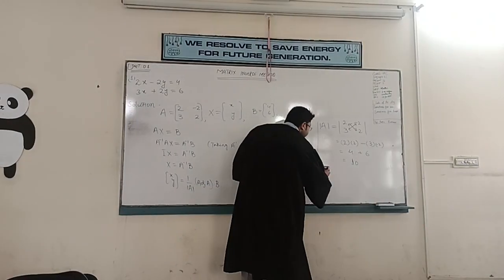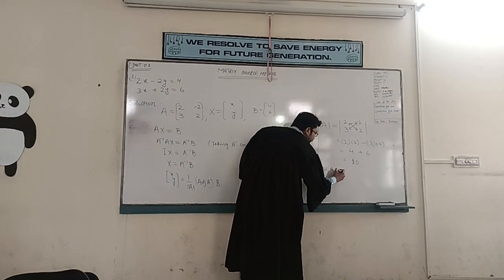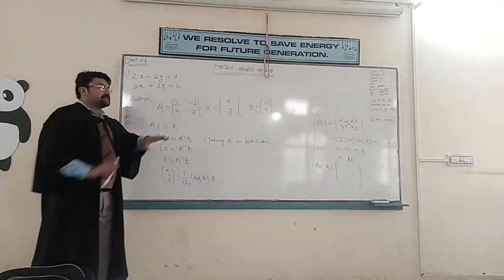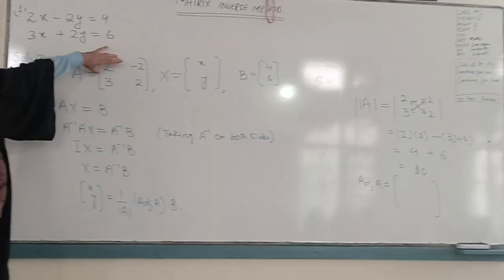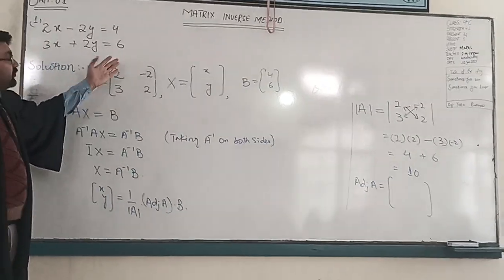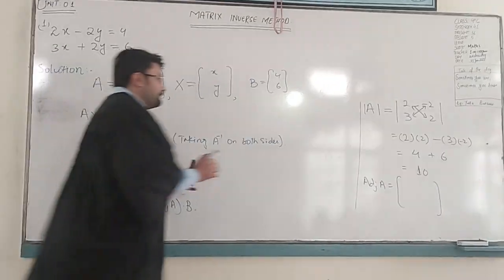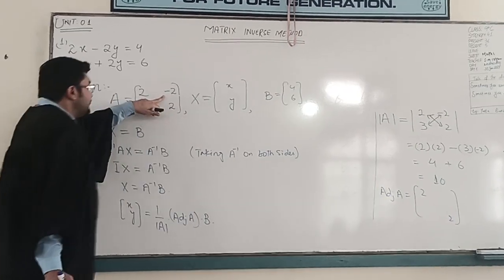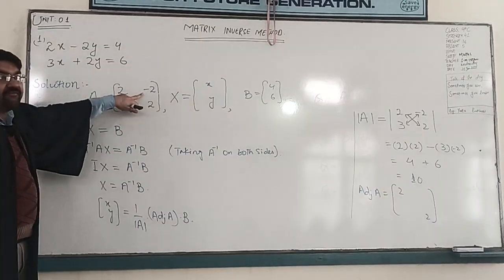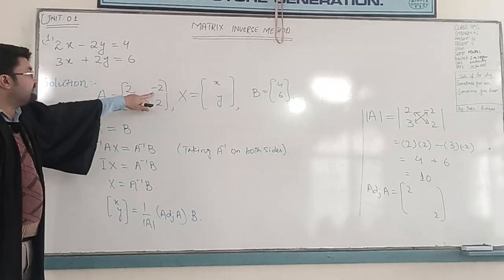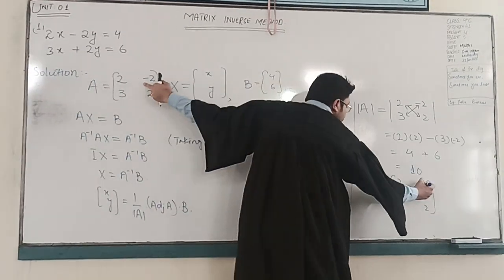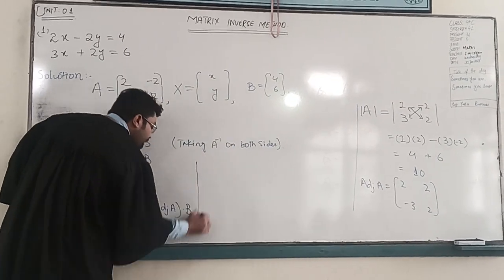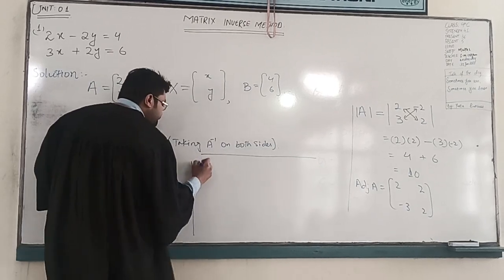Okay, so now we have the result of the determinant of A. Similarly, the adjoint of A. For the adjoint, we will interchange the entries on the primary diagonal, meaning 2 will come here and 2 will come there. It will become 2 and 2. Similarly, the secondary diagonal has 3 and minus 2. We will change the sign of the entries. It will become minus 3 and 2. So I will put it here.